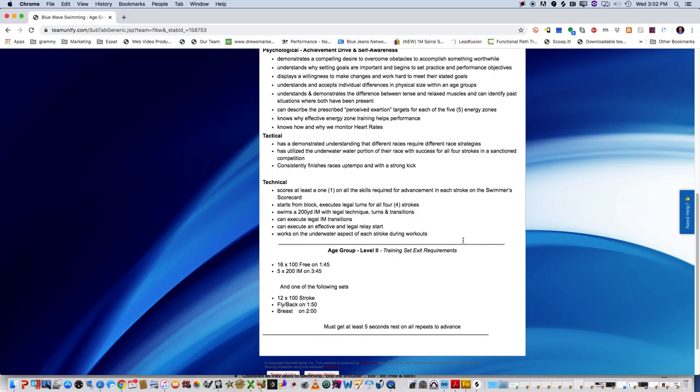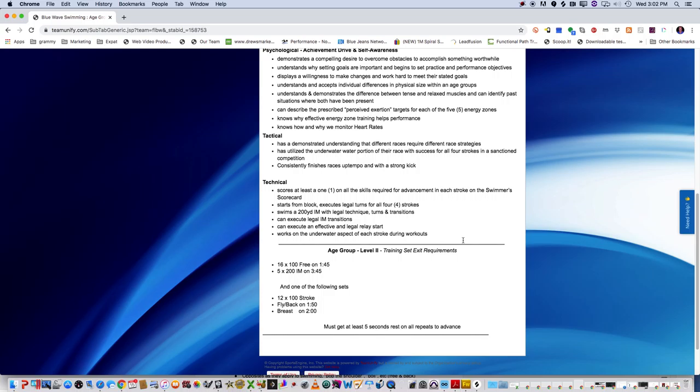Relays are important, especially as they get a little bit older. It's great for team spirit, but it's also good for scoring points on a national level. They work on their underwater aspects for each stroke during workouts. And that's important because so many times people hear me say the underwater portion is the most important. And then they go to a meet at the end of the season and they're like, hey, I got to stay underwater. But if you didn't practice it all season long, you're only going to hurt yourself.